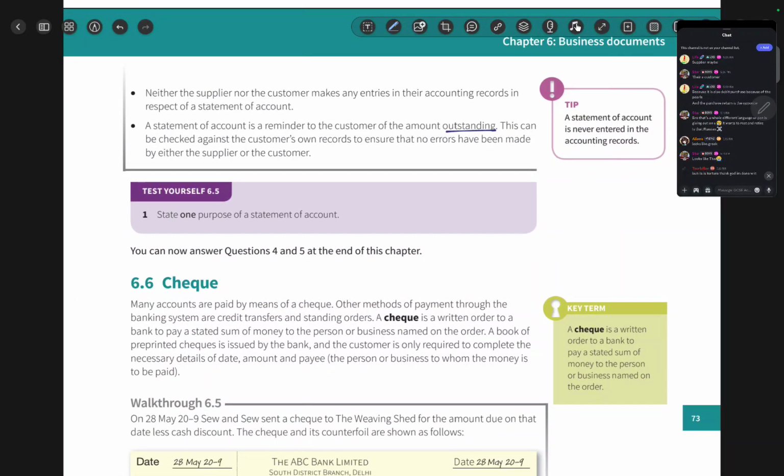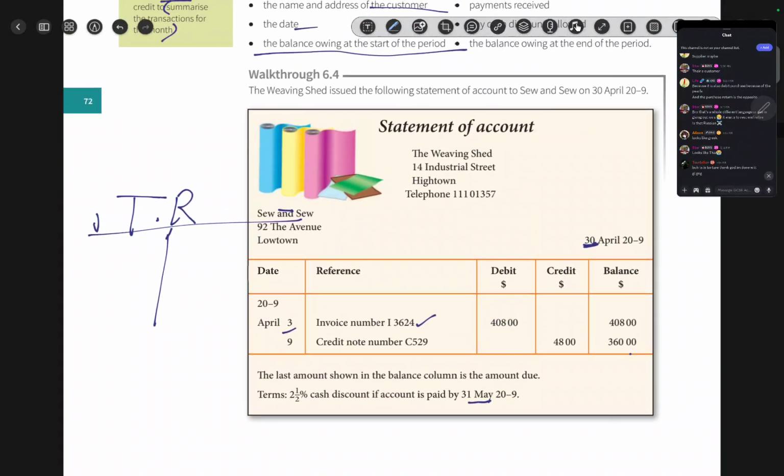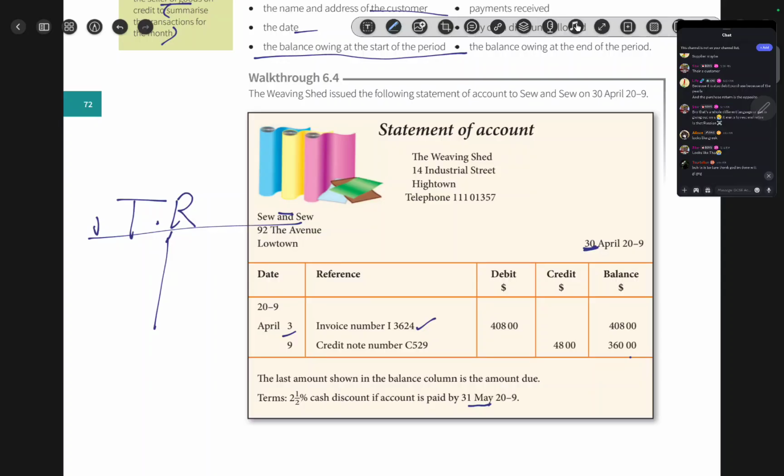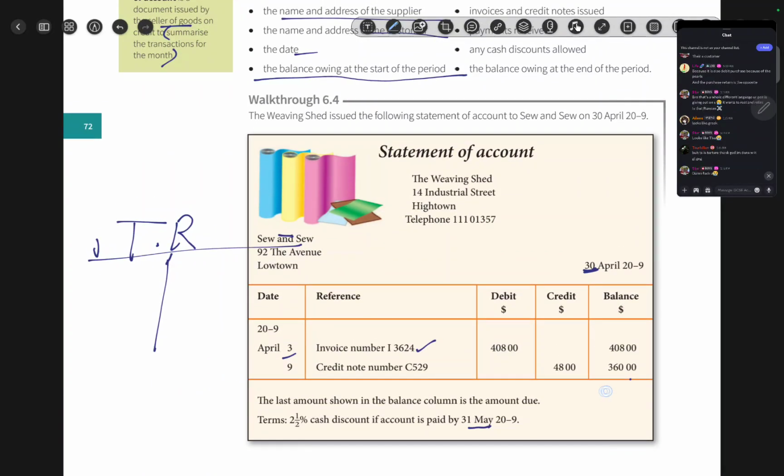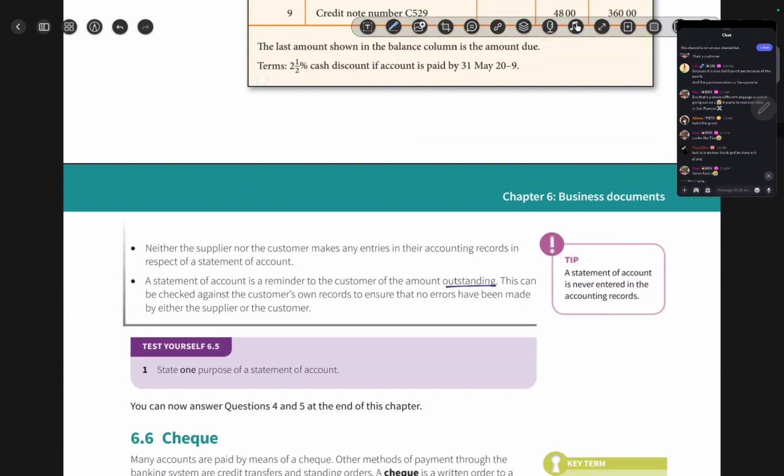This can be checked against the customer's own records to ensure that no errors have been made by either the supplier or the customer. So when you have a statement of account and the customer has his balance owing to the supplier, he can check and say, "Yo, in my books, I owe you like 300. What happened?" So then there can be fights. We can finally witness some drama. But that rarely happens, because everybody has proper records.